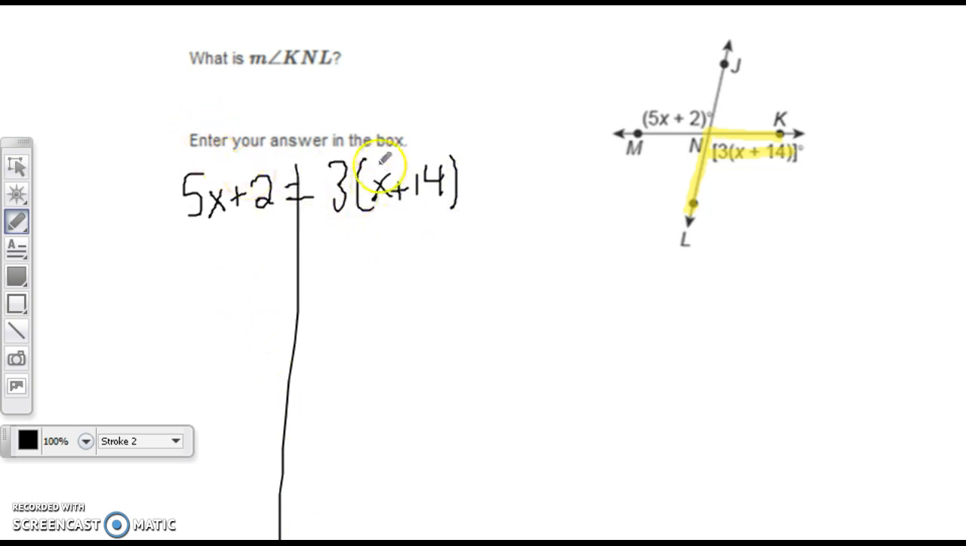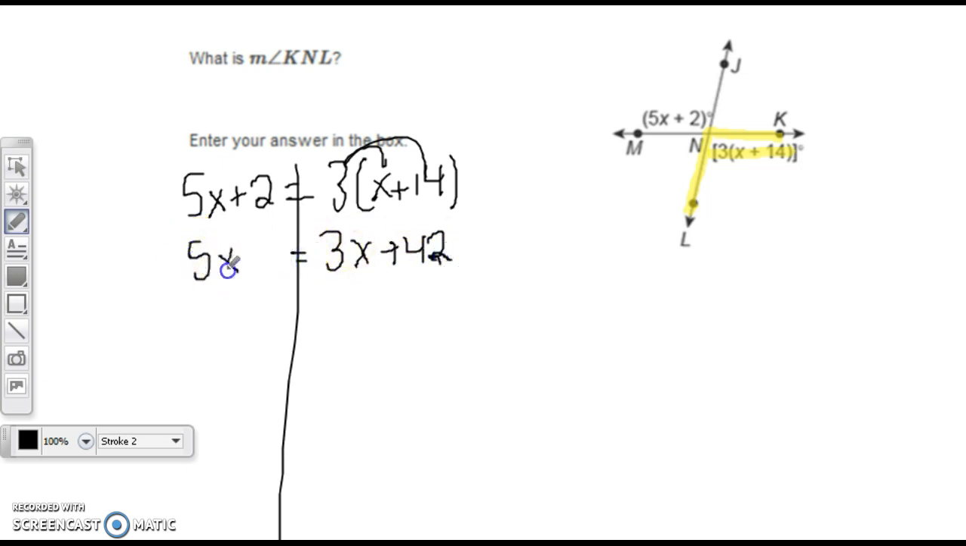So again, we get to solve some more equations. We got to get rid of our parentheses first, so we're going to go ahead and distribute that. 3 times x is 3x. 3 times 14 is something. 42, I hope.